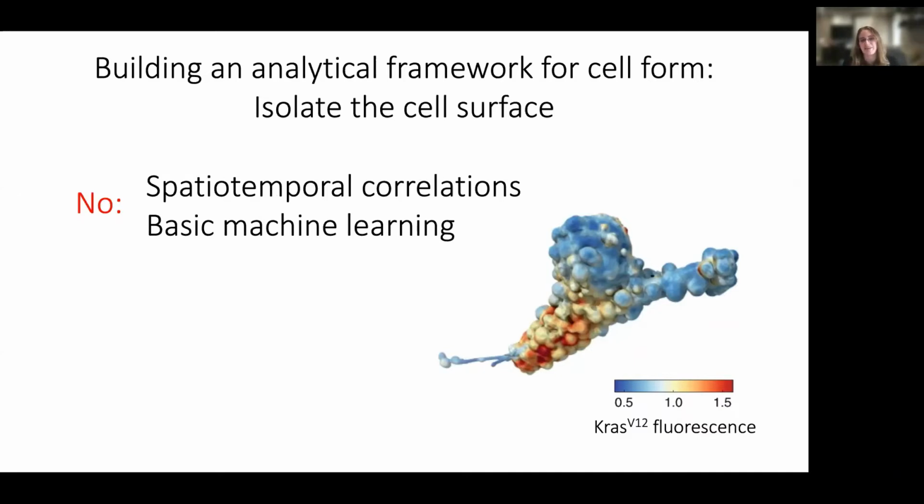And this complicates the math somewhat, right? Now, rather than have an image, we have a mesh. This makes it harder to measure things like spatiotemporal correlations because it's hard to measure distance on a mesh. We also can't do basic machine learning because we have no way of ordering the points on the mesh.